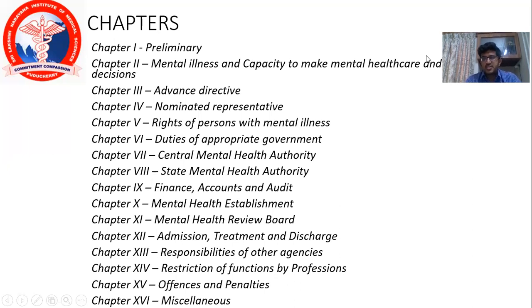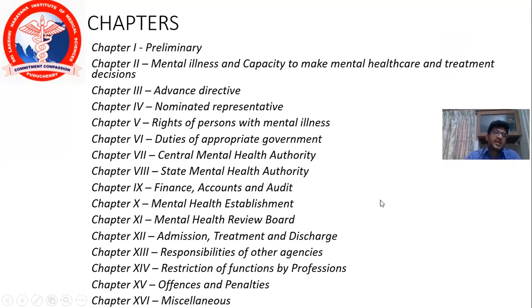So what are all the chapters in this new Mental Health Care Act? There are 16 chapters. The first chapter is the preliminary chapter. The second is mental illness and capacity to make mental health care and treatment decisions. The third chapter is advance directive. The fourth is about the nominated representative. The fifth is about the rights of persons with mental illness. The sixth is about the duties of the appropriate government. The seventh is about the Central Mental Health Authority. The eighth is about the State Mental Health Authority. The ninth is about finance, accounts, and audit.